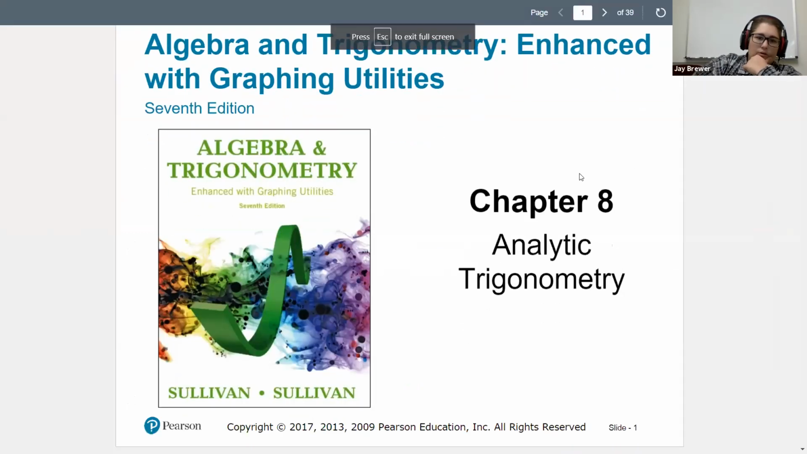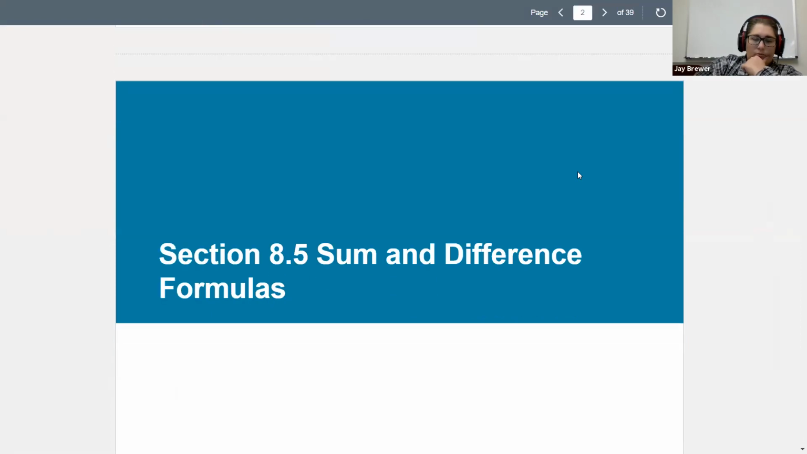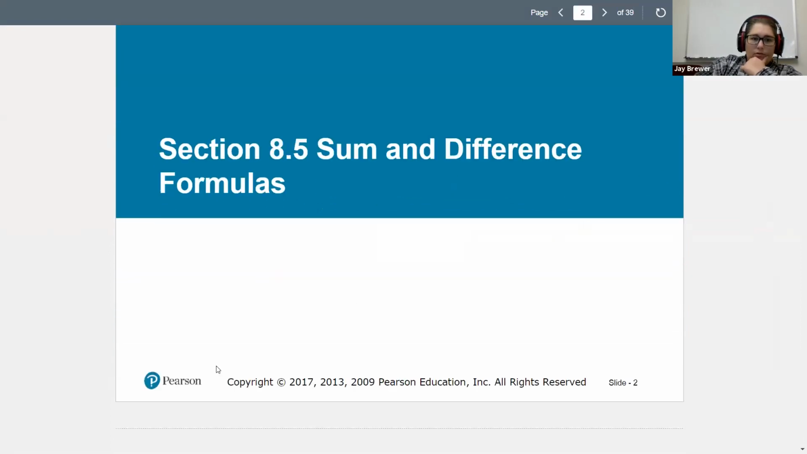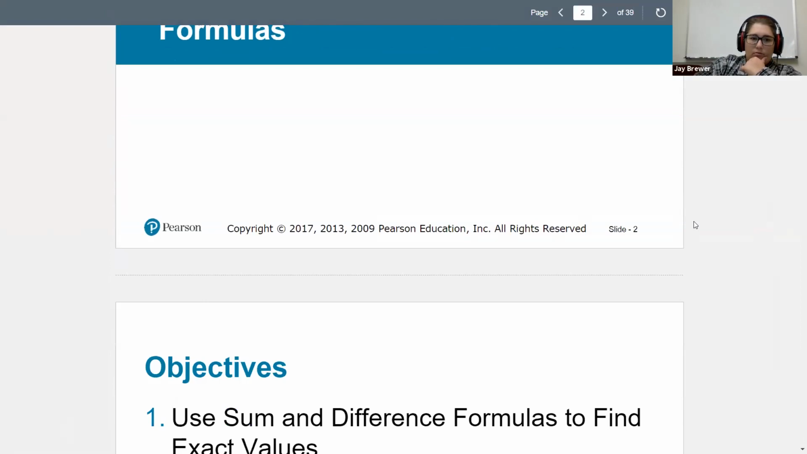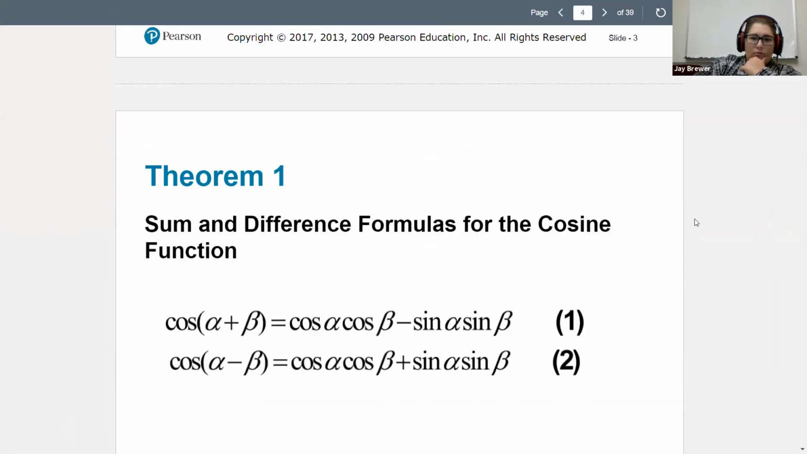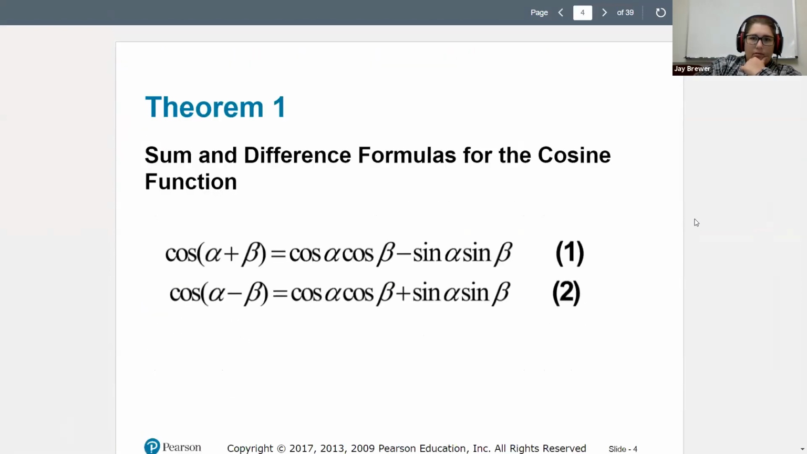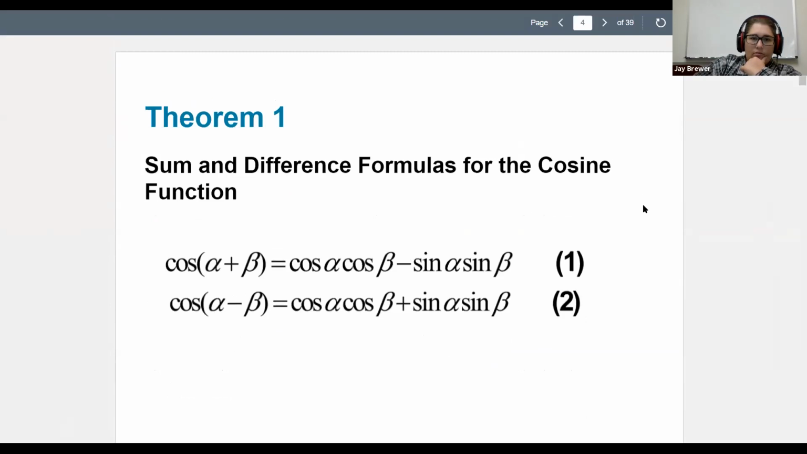So we are going to start with sum and difference formulas. We have them for sine, cosine, and tangent. Obviously, if you have those three, then you can go through and do the reciprocal for the other formulas. So you want to go ahead and write this theorem down.